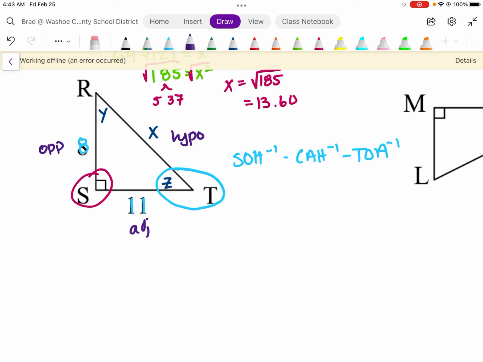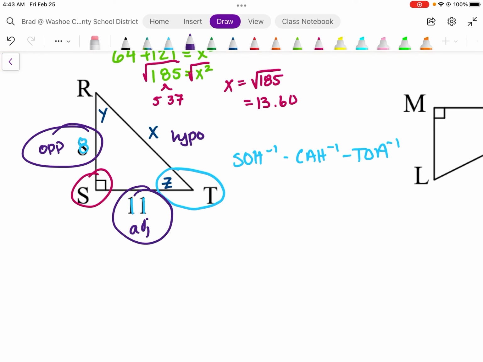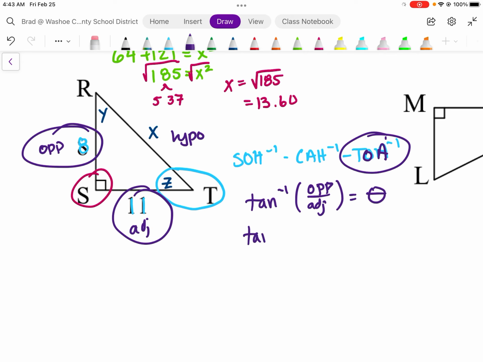So if I look at this, I am looking for opposite and adjacent. That's going to be perfect for tangent. So tangent inverse is going to be the opposite, that's what the O is, over the adjacent, that's what the A is. And that's equal to our theta that we're looking for. So in this case, we're going to say tangent inverse of 8 divided by 11 is going to give us Z. So this is a calculator one, so we'll go ahead and do inverse tangent of 8 divided by 11, and we're going to get 36.03 degrees after some rounding.